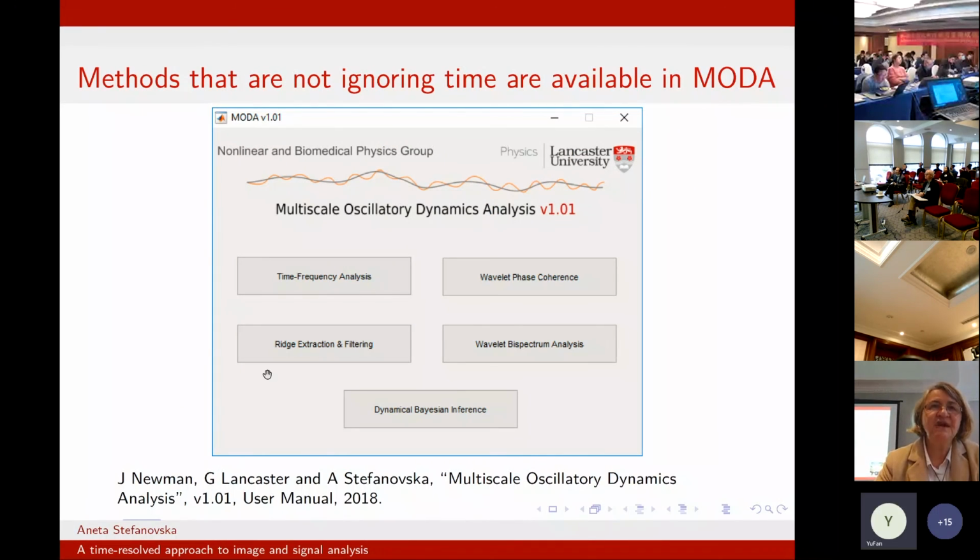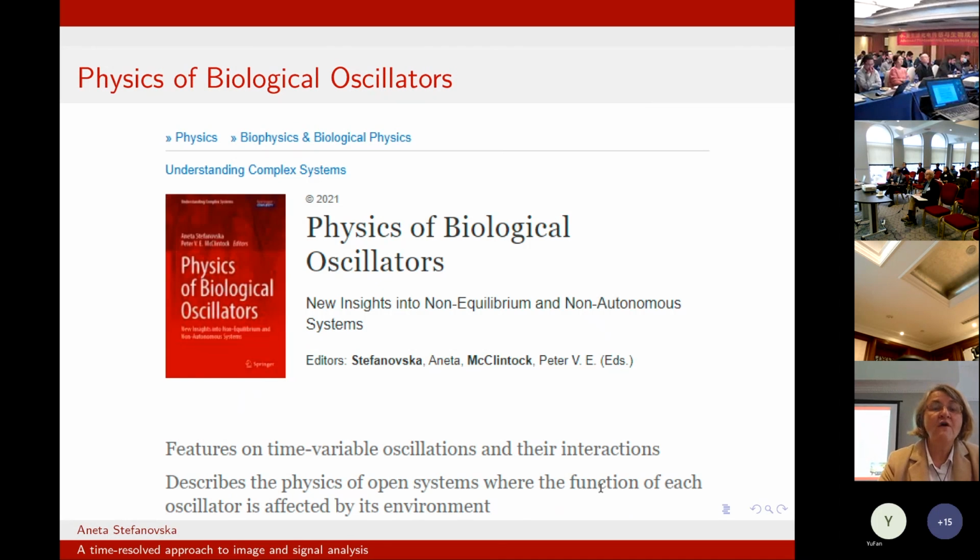I don't have time. I just want to say that based on the approach that I only had a chance to glimpse at, we developed many methods for time series analysis. These methods are summarized in our multi-scale oscillatory dynamics analysis toolbox, which is available in MATLAB and in Python. In addition to time-frequency analysis, you have the possibility for ridge extraction and filtering, wavelet phase coherence, wavelet-based bispectral analysis, and dynamical Bayesian inference. There is also a very nice manual. For the physics background of all I have tried to tell you now, almost rushing, we recently published the Physics of Biological Oscillations book.